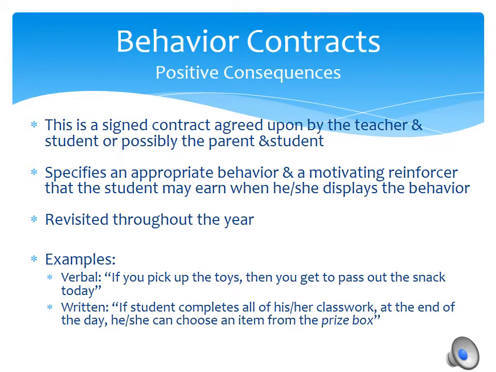Another strategy is behavior contracts, which work on the principle of positive consequences. This is a contract agreed upon by the teacher and student, and possibly involves the parent. This specifies an appropriate behavior and a motivating reinforcer that the student can earn once they display the appropriate behavior. The contract is signed by all parties and is negotiated on throughout the year. A verbal example of this can be, if you pick up the toys, you get to pass out the snack for today, or if the student completes his or her homework, he or she can choose an item from the prize box. This type of contract can also be used for academic contract purposes to increase performance behavior.